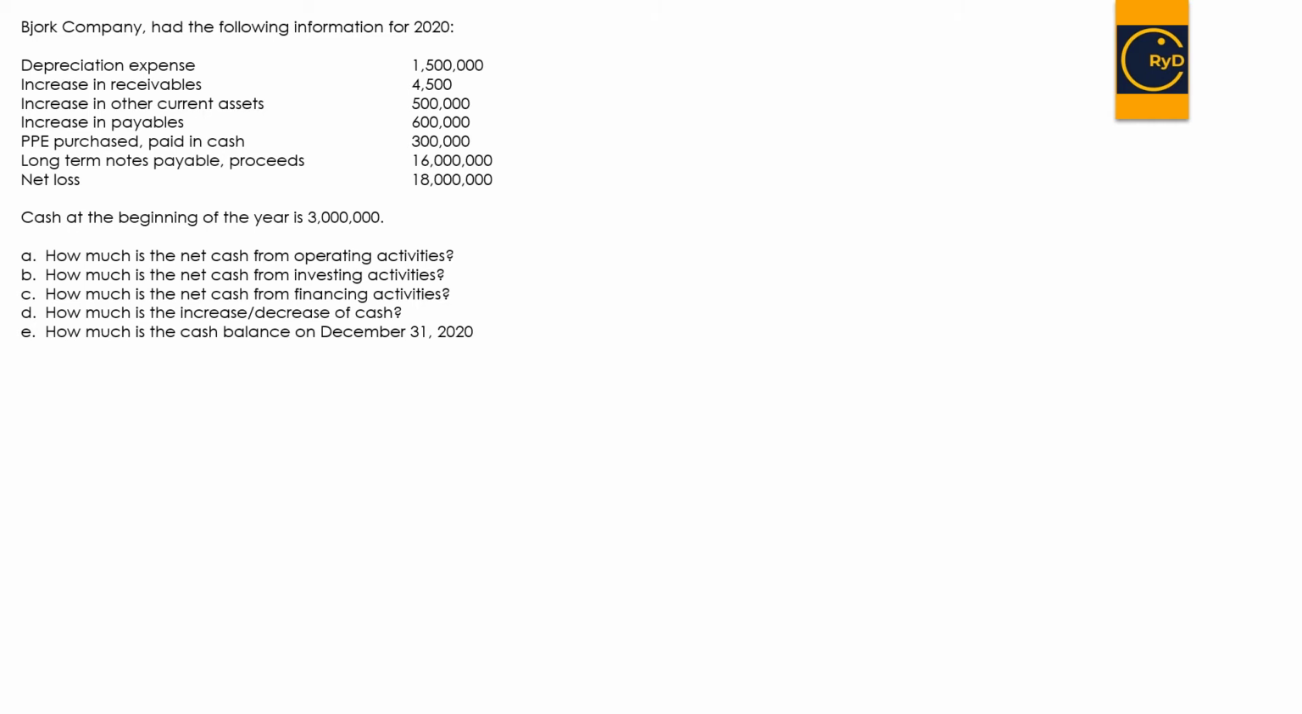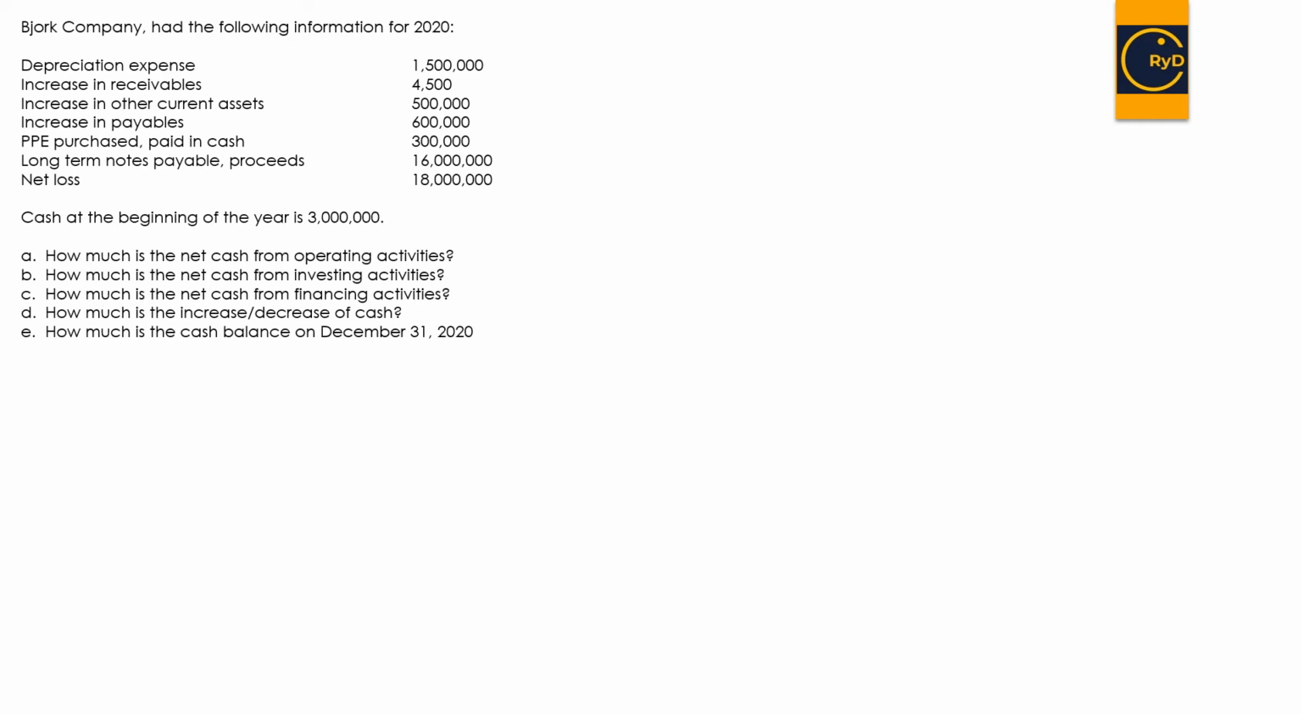Anyways, in the future, I will always indicate if you are to create a direct or indirect method of the SCF. Okay, the other indicator as well, if you are to create an indirect SCF, is when the problem states a net income or net loss, kay diha man mag-start ang pag-compute sa ato ang net cash flow from operating activities. So in this case, since the problem states a net loss, we will create an indirect statement of cash flow.